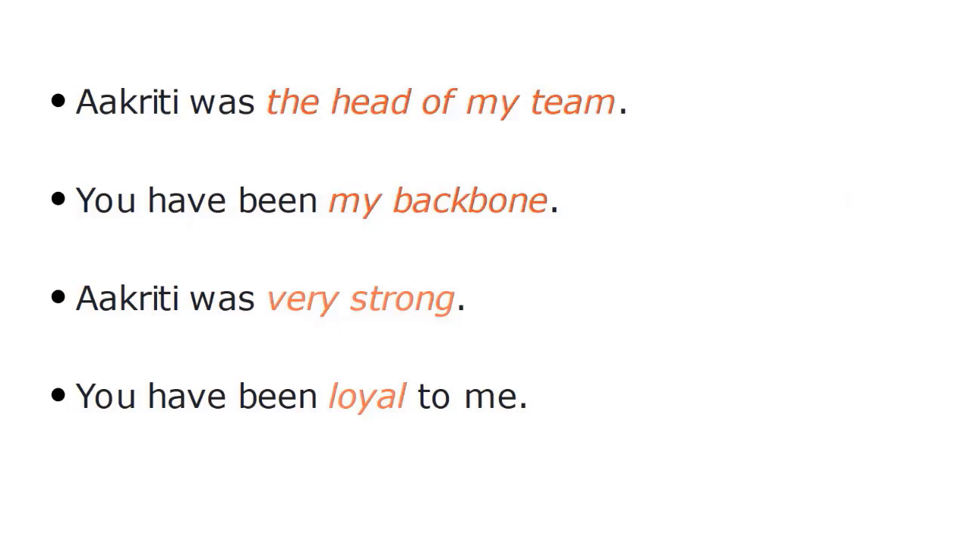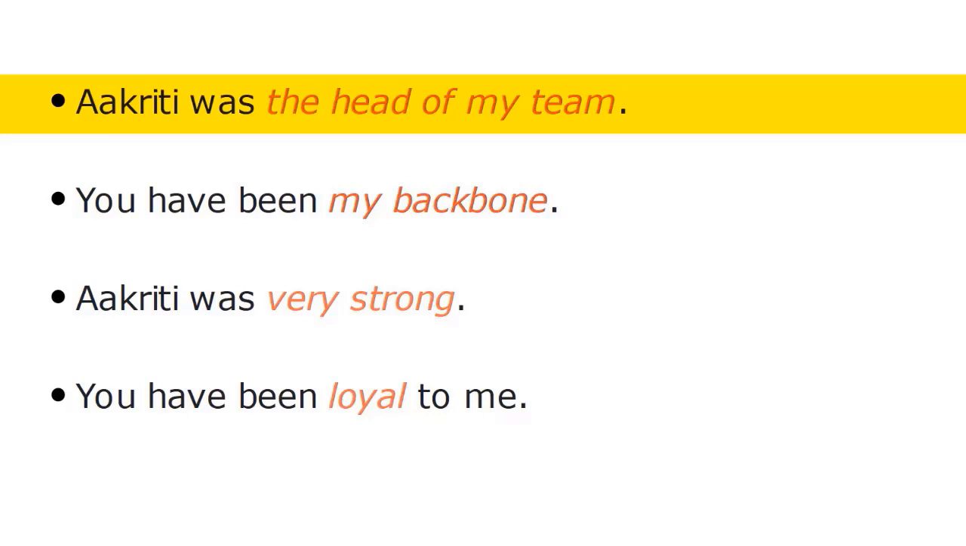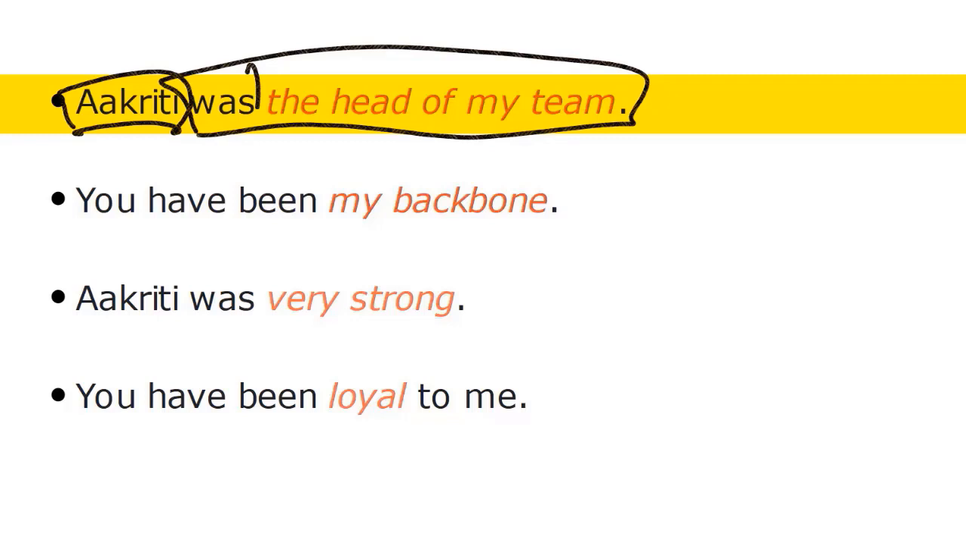Examples. Akriti was the head of my family. Akriti, subject, was the head of my family, predicate. Was, linking verb. Akriti was what? The head of my family. This is the subject complement, a noun phrase, giving a new name to the subject. Akriti was what? The head of my family. Can you remove this part? Akriti was, does it make any sense? No. So the subject complement is essentially a part of the predicate.